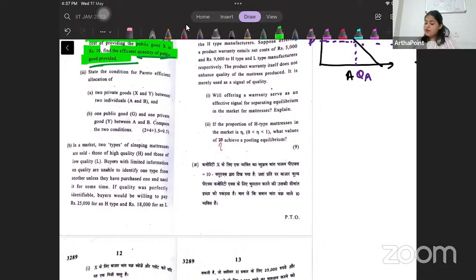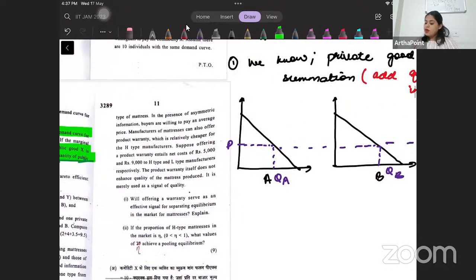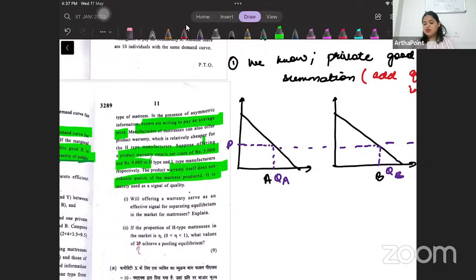If quality was perfectly identifiable, buyers would be willing to pay 25,000 for H type and 18,000 for L. In the presence of asymmetric information, buyers are willing to pay the average price. You can also provide a warranty, for which the cost is this and this. Warranty does not enhance quality, of course. Will offering a warranty serve as an effective signal for a separating equilibrium in the market for mattresses?